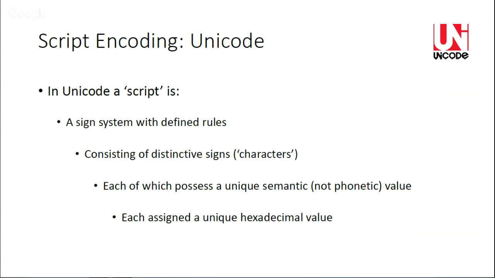So in Unicode, a script is defined as a sign system with defined rules. And the sign system consists of distinctive signs, which are called characters. This is very similar to the linguistic notion of a grapheme, but also very different from it in many cases. And each of these characters possess a unique semantic value, not phonetic, but a semantic textual value. And to put the code in Unicode, each are assigned a unique hexadecimal value. So that on a computer, every single character has a unique identifier which distinguishes it from all other characters in the standard.